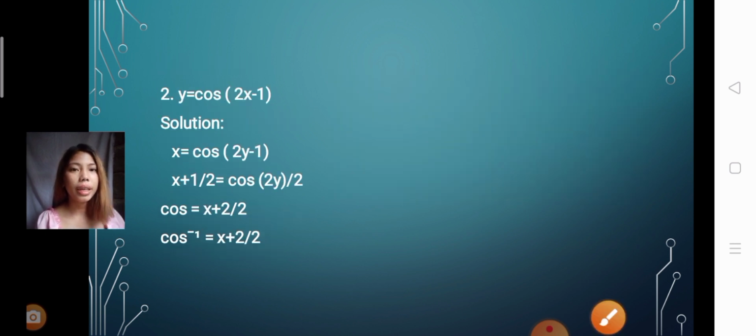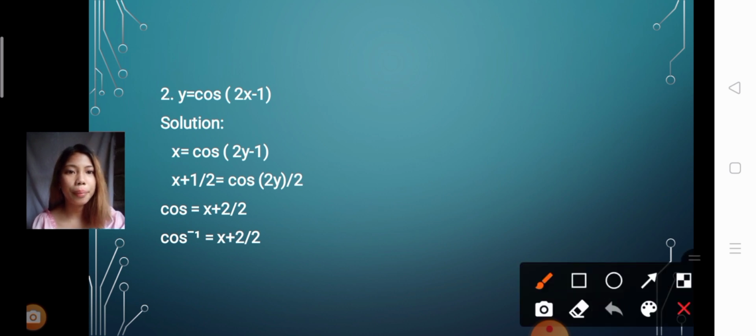Example number 2: the original is y equals cos 2x minus 1. Solution. First, as I said earlier, we need to interchange x and y. So we have x equals cos 2y minus 1. Then we need to divide both sides by 2. So we have (x plus 1) divided by 2 is equal to cos 2y divided by 2.